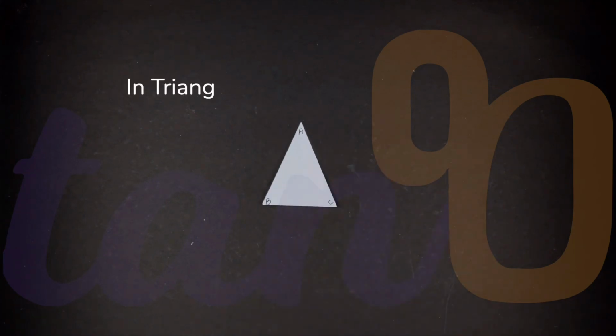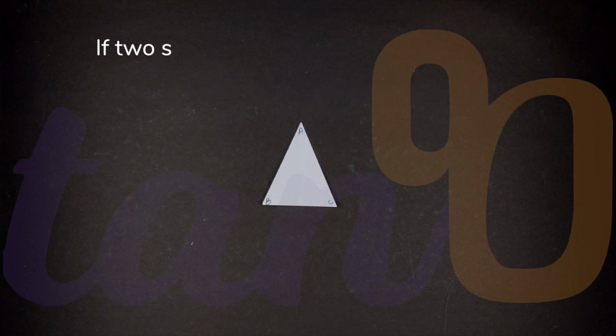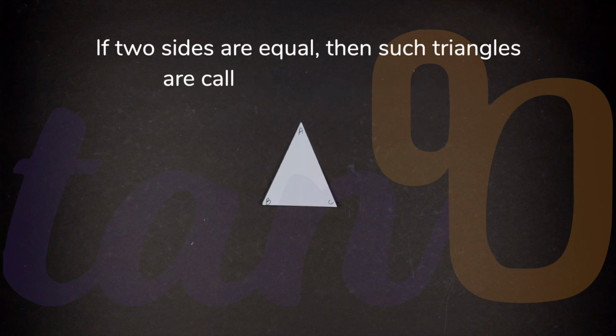In triangle ABC, side AB is equal to side AC. In the triangle, if two sides are equal, then such triangles are called isosceles triangles.